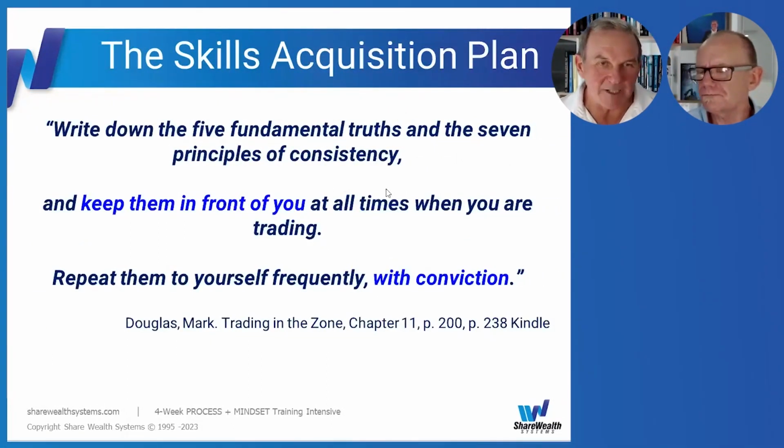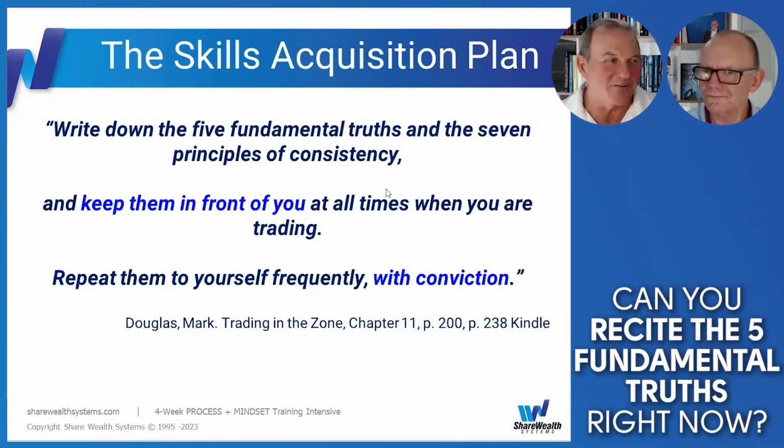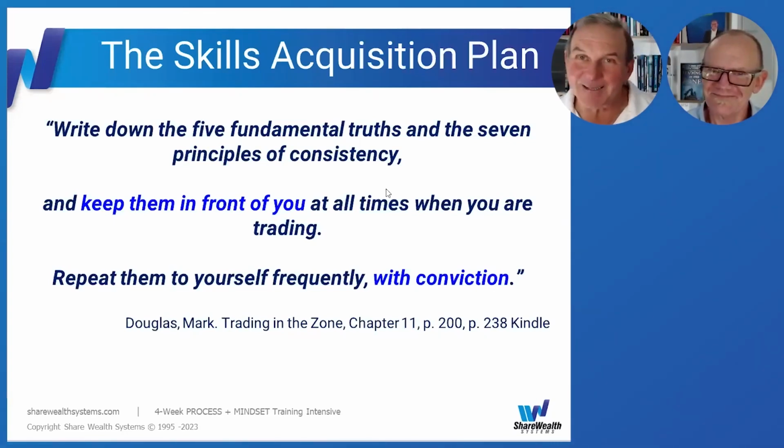Some other things to do with the skills acquisition plan, and we're starting to get into this, we speak about journaling. This is page 200 out of Mark's book: write down the 5 fundamental truths and the 7 principles of consistency, and keep them in front of you at all times when you are trading. Repeat them to yourself frequently, with conviction, with emotion. Get into it, say it aloud. Put yourself in a soundproof room if you feel silly about somebody else hearing you, or go down to the beach and go 100 meters out and say it, or whatever. But you've got to say this with conviction. When you start doing it, you'll feel silly, but the more you do it, the less silly you will feel. Make that a habit as well.